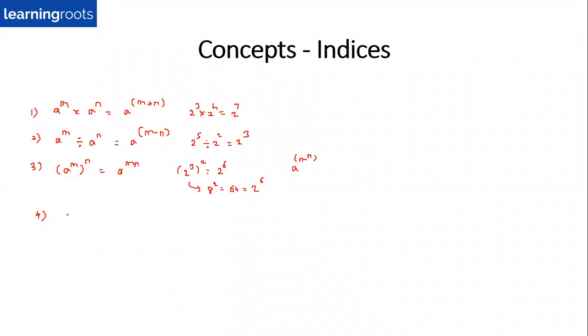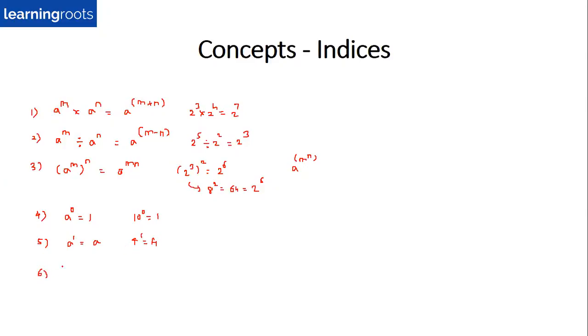Then anything raised to 0 is 1. So a raised to 0 is 1. Anything raised to 0 will give you 1. Anything raised to 1 will give you the same number. So in this case, for example, say 10 raised to 0 is 1. Let's say 4 raised to 1 is nothing but 4. So anything raised to the first power is itself.